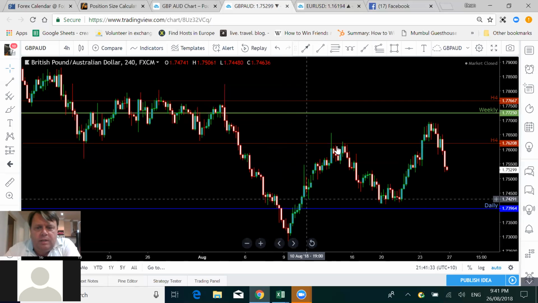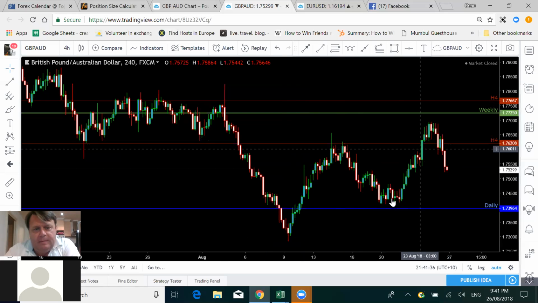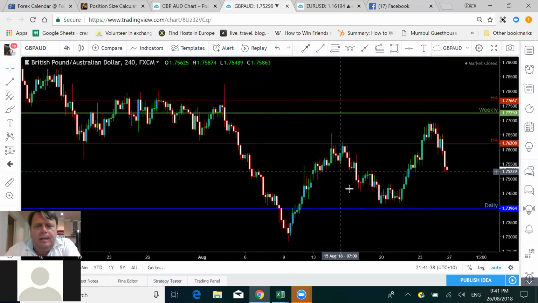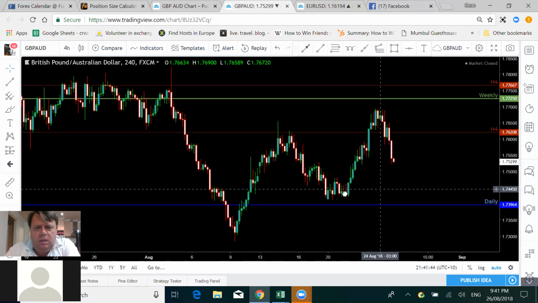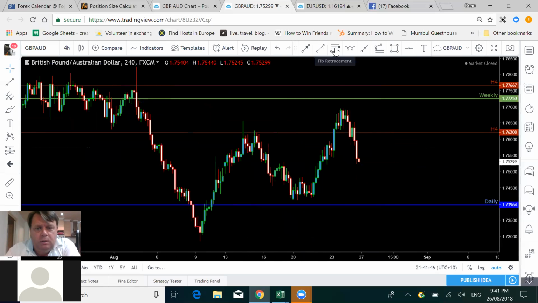So the 4 hour, we've got an uptrend happening. We've got a break in structure here. So we've got a new higher low, we've got a new higher high. So we're expecting a retracement here. How far do we expect it to retrace? About 61%.